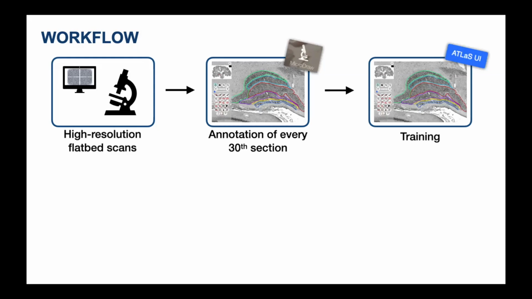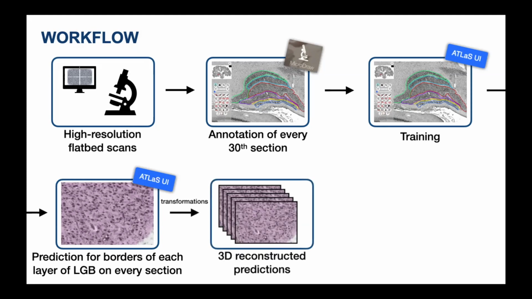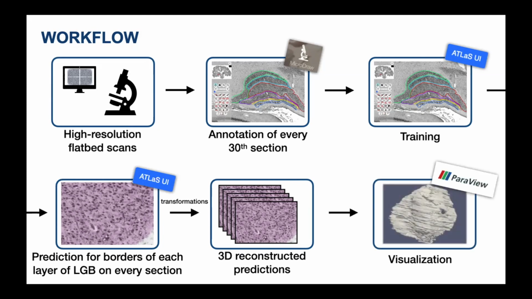So it was trained to recognize the cytoarchitectonic pattern according to our manual annotations. The model then predicted the delineation of each layer on every section of our structure, and transformations were then calculated and applied. So we also had these predictions in 3D. Finally, we visualized our results using ParaView.